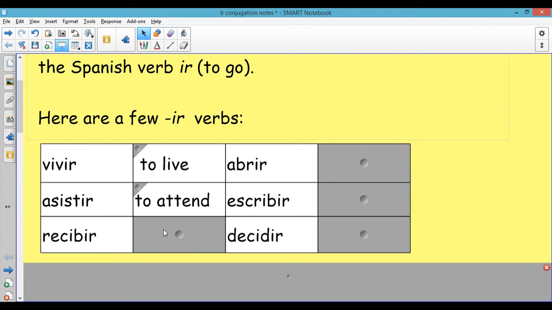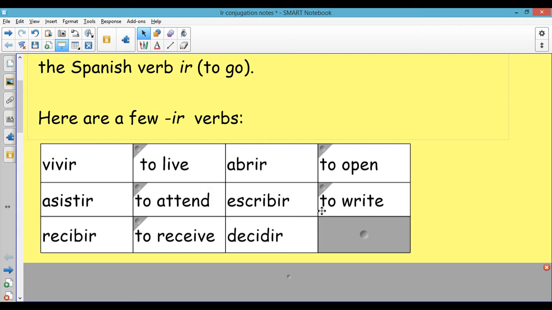Recibir, to receive. Abrir, to open. Escribir, to write. Decidir, to decide. Vivir, asistir, recibir, abrir, escribir, decidir. Muy bien.